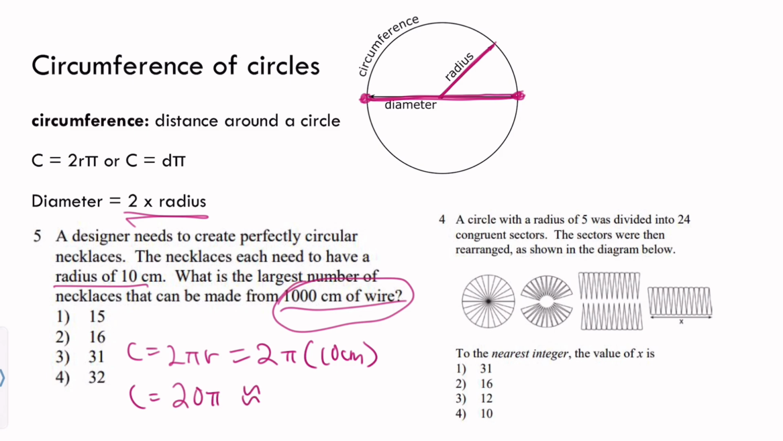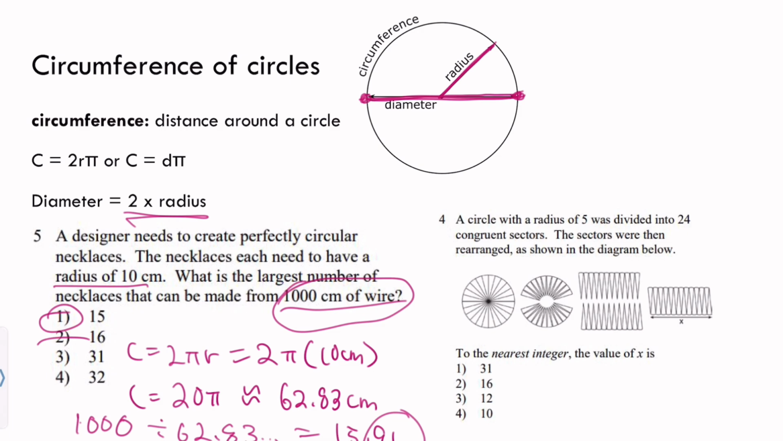Okay, so the circumference is around 62.83 centimeters. All we need to do is just do 1,000 divided by 62.83, which gives us 15.9. Okay, so the largest number of necklaces we can make is 15. 0.91 is not able to make a full necklace, so it can't be 16.